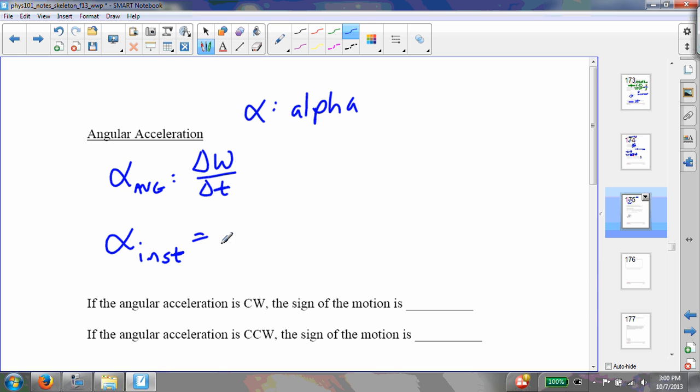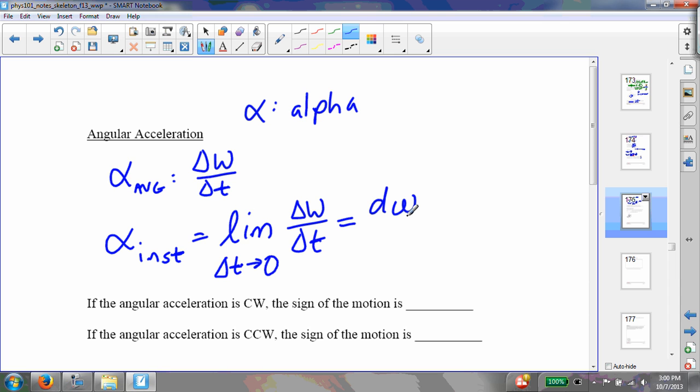and that's going to equal the limit as delta t approaches 0. So as you let the time interval delta t get really, really small for the average angular acceleration, this is just the definition of the derivative. So the instantaneous acceleration is the first derivative of the angular velocity. If the angular acceleration is clockwise, the sign of the motion is negative. If it's counterclockwise, it's positive, just like before. So remember, clockwise is always negative, counterclockwise is always positive.